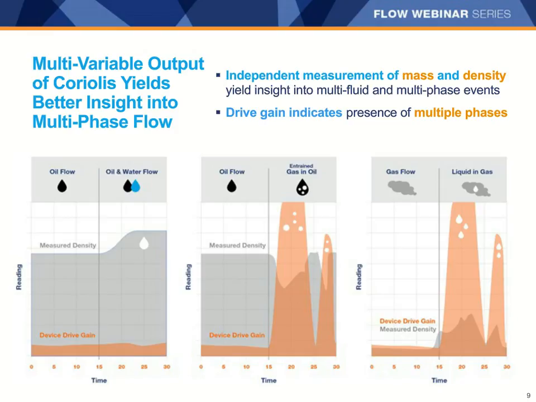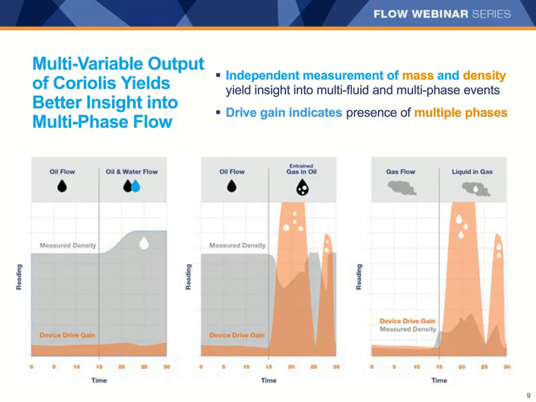So again, starting on that far left side, you'll see that drive gain remains low, and then density increases after some certain time. However, with that density increase, there is no increase in the drive gain. Because of that, we know that's a change in composition of the fluid going through the meter, not an addition of another phase. So in this case, if we know our flow is oil and water, we know that our water cut has increased.